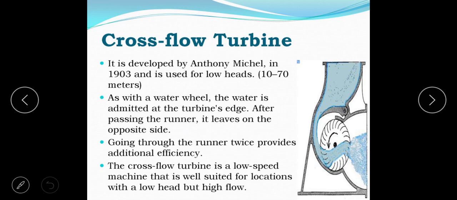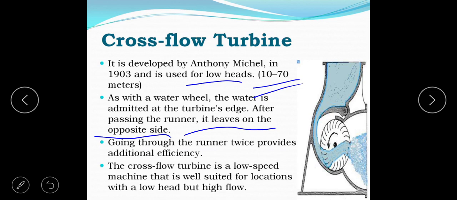Cross flow turbine. It was developed by Anthony Mitchell in 1903 and is used for low heads, say up to 10 to 70 meters. As with a water wheel, the water is admitted at the turbine's edge. After passing the runner, it leaves on the opposite side. You can see here, it enters and then it leaves on the opposite side as shown in figure. Going through the runner twice provides additional efficiency.